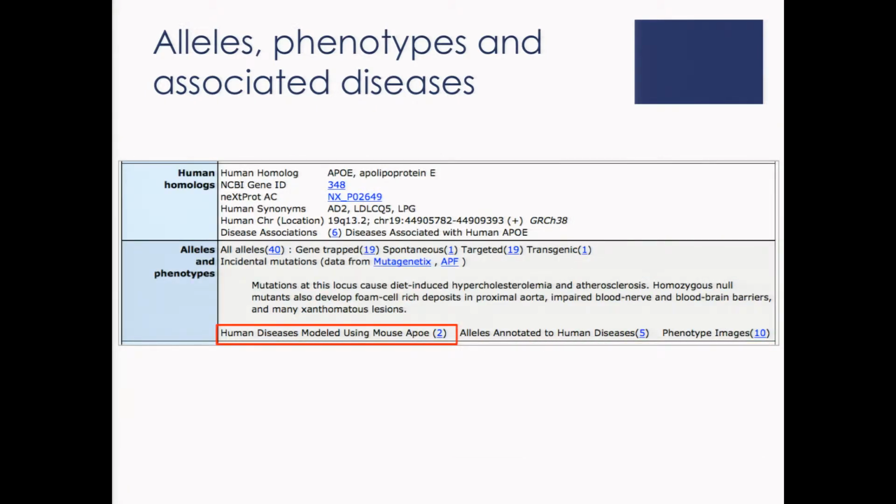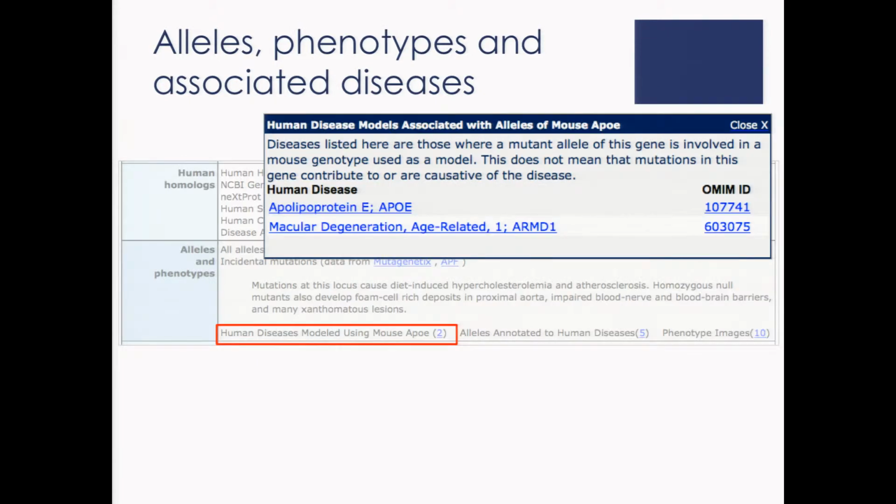On the mouse section, you can see that ApoE mutants have been used to model at least 2 diseases in mice. And click on that, you can see these 2 diseases as well, the apolipoprotein E and macular degeneration.